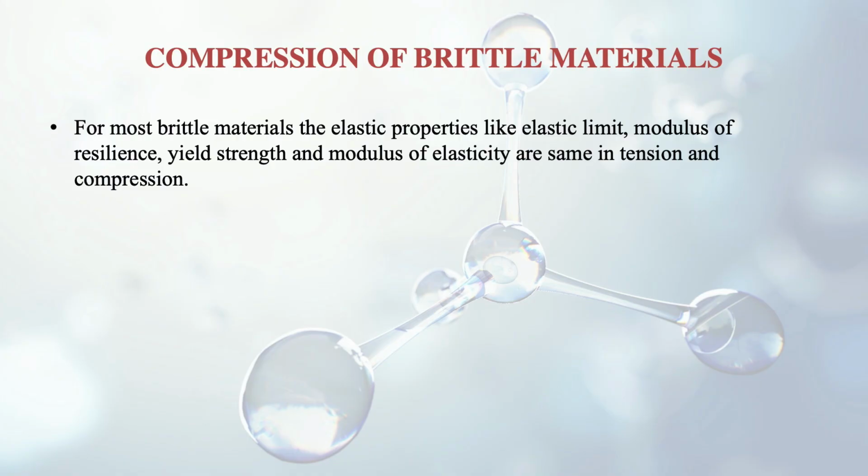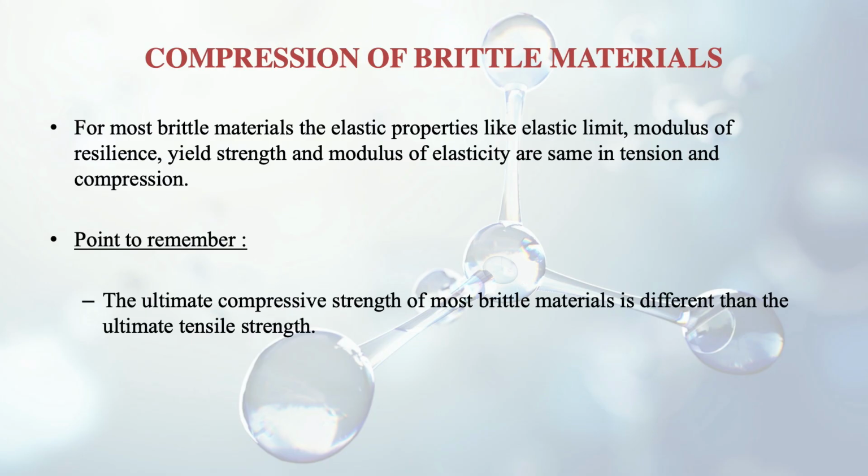So after talking about the compression of the ductile materials, let's talk about the compression of the brittle materials. For most brittle materials, the elastic properties like the elastic limit, modulus of resilience, yield strength and modulus of elasticity are same in tension and compression. So for brittle materials, whether we do the tensile test or the compression test, all these properties like the elastic limit, modulus of resilience, yield strength, all are same. Now what is different then? There is one point to remember.